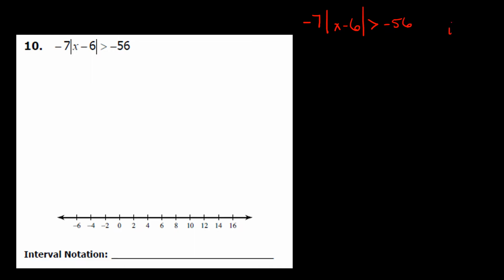Now you'll recall our step 1 is we want to isolate our absolute value. So to isolate our absolute value, we want to get rid of this -7. The -7 and the absolute value are being multiplied, and the opposite operation of multiplication is division. So we're going to divide both sides here by -7. These simplify out, leaving us with the absolute value of x minus 6. And then -56 divided by -7 would be a positive 9. Oops, no, I'm sorry. Not positive 9, it would be a positive 8.